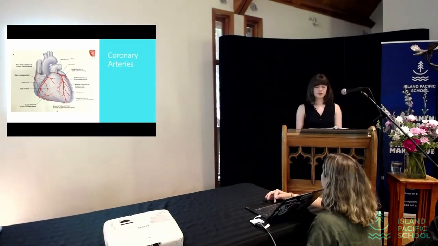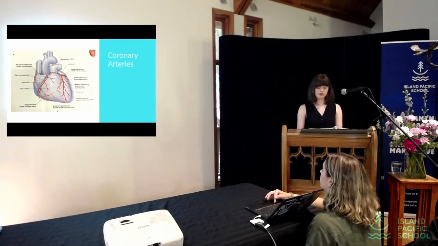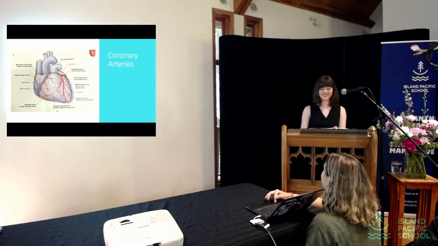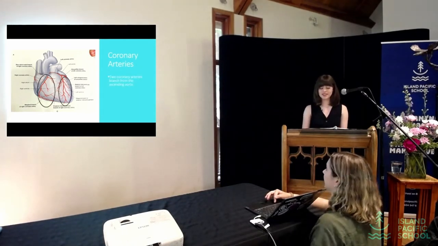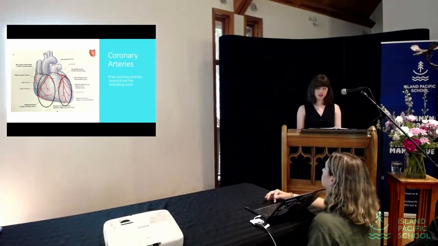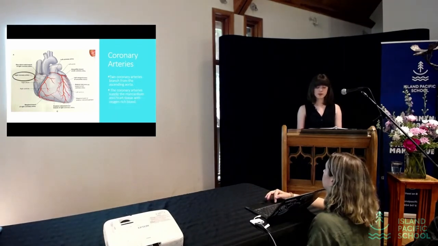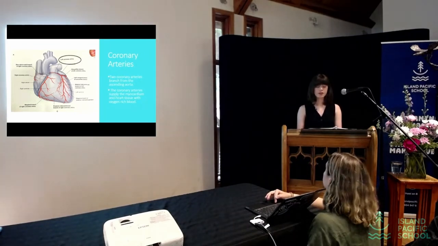The heart itself also needs to be supplied with oxygen-rich blood. Two coronary arteries branch off the ascending aorta. These supply the myocardium and heart tissue with oxygen-rich blood. The right coronary artery starts at the aortic sinus and continues posteriorly to the base of the heart. The left coronary artery starts at the left aortic sinus before entering the coronary sulcus.